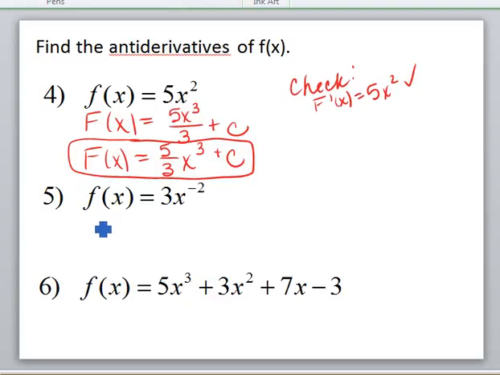The next one, we're going to raise it by 1, put it over that power, put plus c. Don't leave your answer like this. Let's clean it up a bit. This says a negative 3. This says put it on the bottom, plus c.